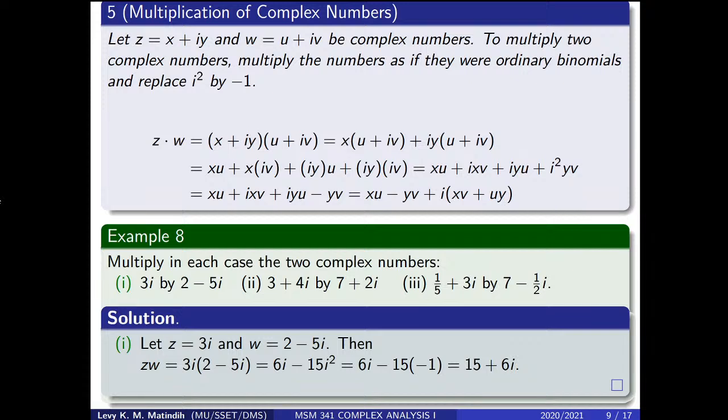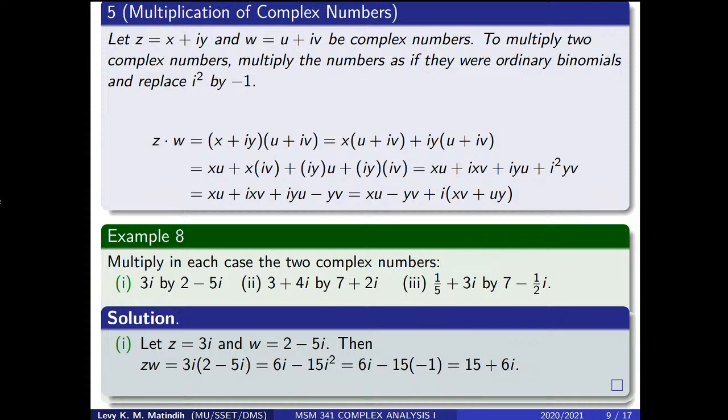Now, let's start with the first one, then I'll come to the second one. The third one, you can just look at it, the solution is there in the notes. So now, let z be equal to 3i and w be equal to 2 minus 5i. Then z times w is equal to 3i times 2 minus 5i. So you multiply 3i by 2, and then you multiply 3i by negative 5i.